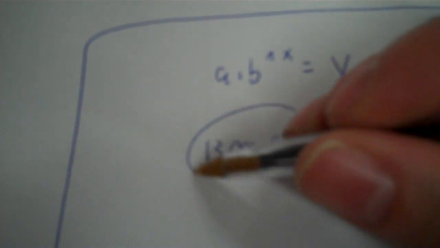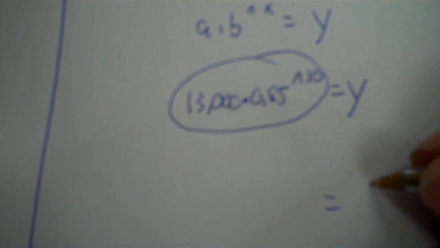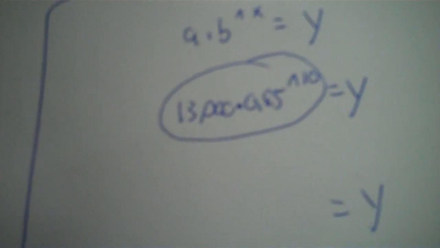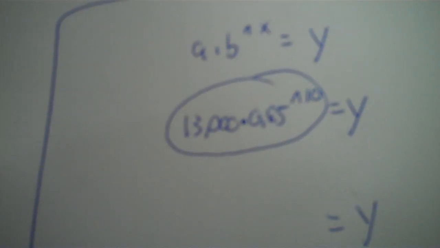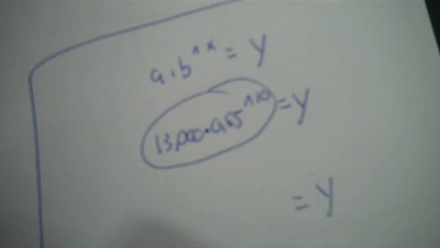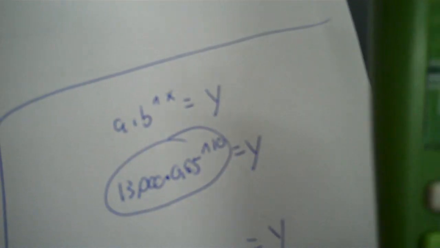Okay, so I solved that. Punched it into a calculator. And also, rather than write all this, you know that that's A, you know that that's B, and then we'll replace the X with 10. So 13,000 times 0.85 to the power of 10. I got $2,559.37.